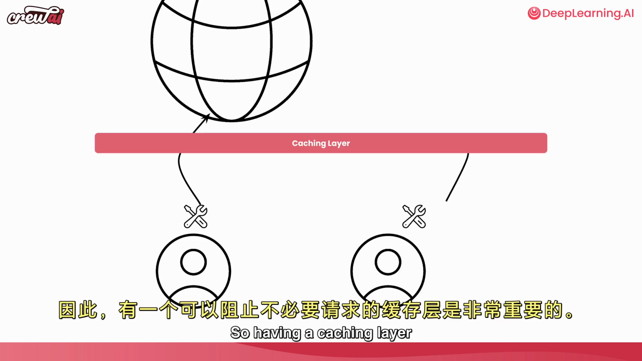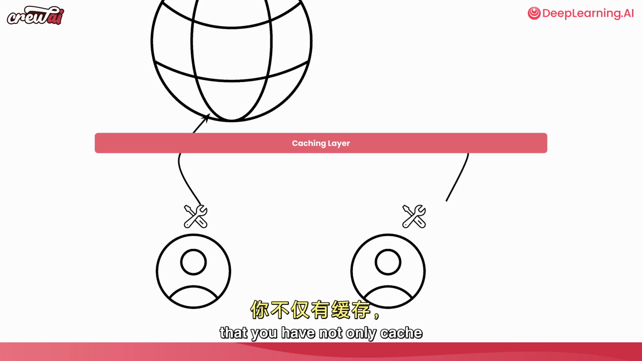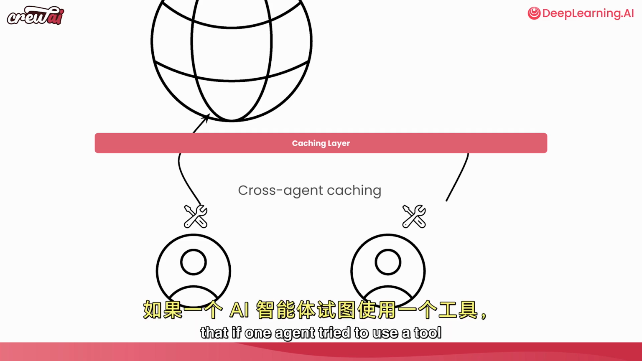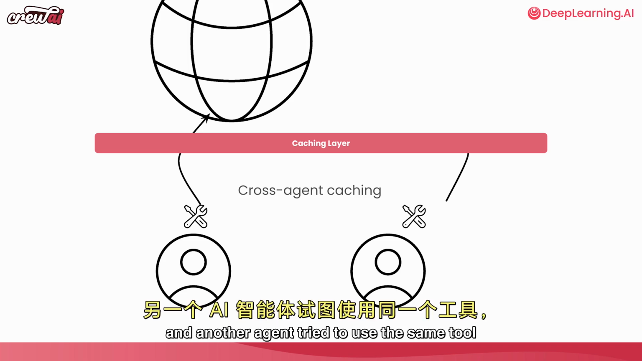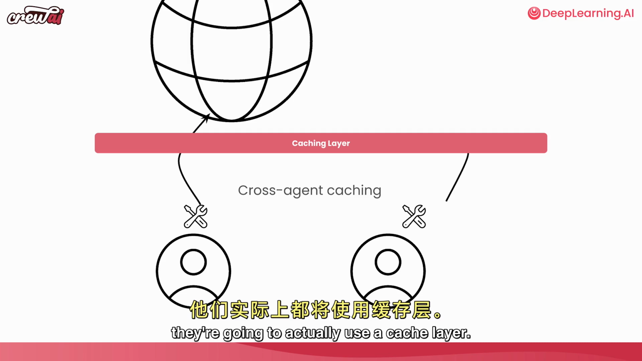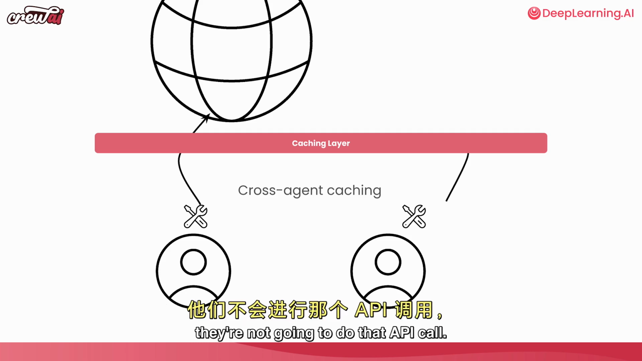So having a caching layer that prevents unnecessary requests from happening is crucial to make sure that you're building optimal crews. So you want to make sure that you have not only cache, but you have a smart cache. In crewAI, we offer cross-agent caching. What that means is that if one agent tries to use a tool with a given set of arguments, and another agent tries to use the same tool with the same set of arguments, even if they are different agents, they're going to actually use a cache layer. So the second time they try to use a tool, they're not going to do that API call.